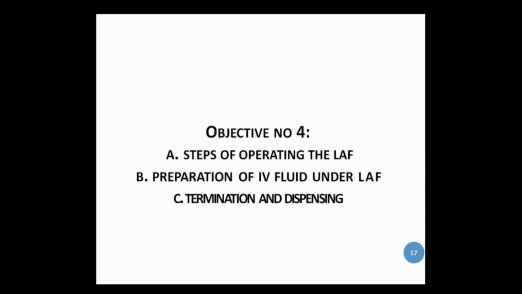Now we come to objective number 4. This has actually got 3 parts. A. We will understand the steps of operating the laminar air flow. B. We will also come to know how to prepare IV fluid under the laminar air flow. And finally, we will know how to terminate the process and dispense this laminar air flow under aseptic process using proper hub and line care.